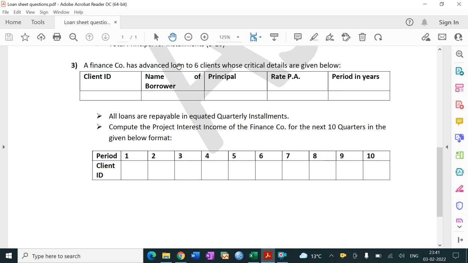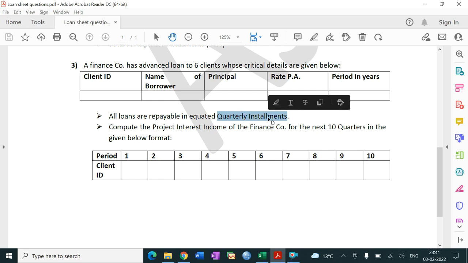A finance company has advanced loans to six clients whose details are given below. That means this is the format that we have been given: client ID, name of the borrower, principal amount, rate of interest per annum, and the period in years. All loans are repayable in equated quarterly installments, that means the EMI is paid by six clients quarterly. Then we need to compute the projected interest income of the finance company for the next 10 quarters in the given format. So this is the period, that is 10 quarters as per the client ID, right?